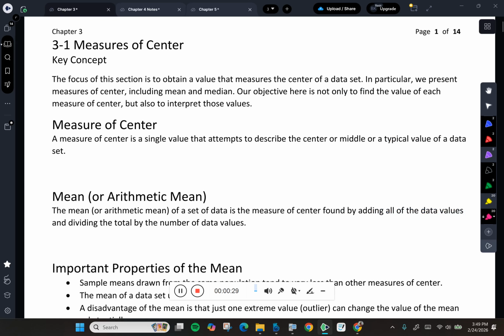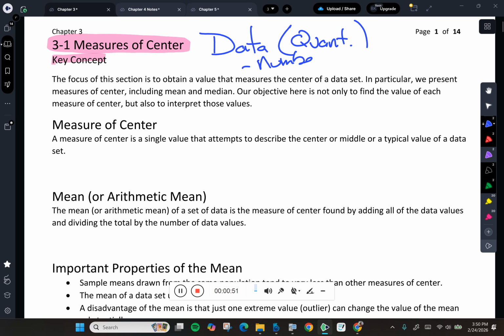We're going to start out in section 3.1, taking a look at this idea of the measures of center. So our key concept, our major idea is someone is going to hand you a data set. So someone's going to hand you data. Think quantitative data. So a big pile of numbers, right? And so let's say they gave you like 50 values. 50 data points, decent sized data set.